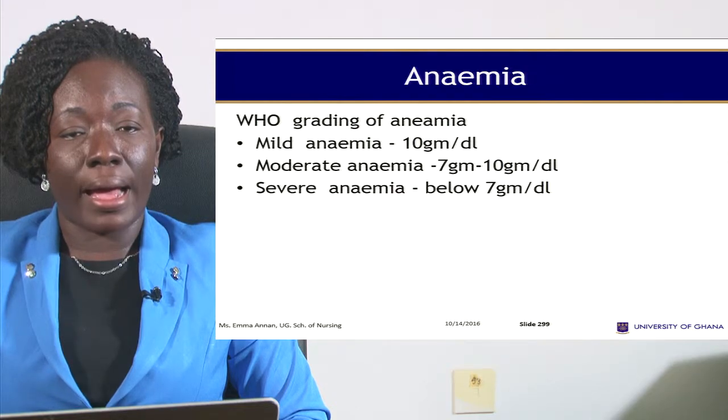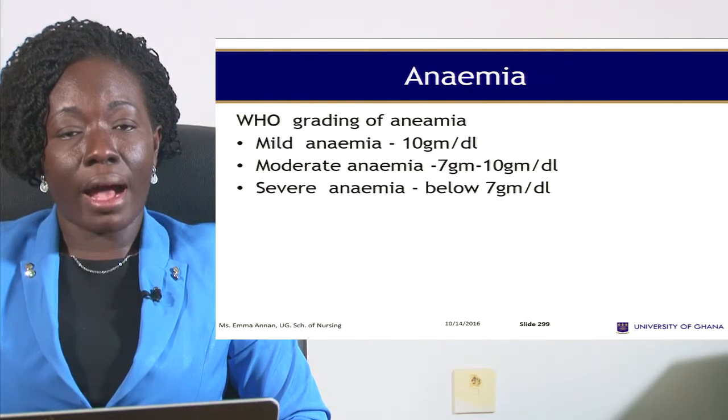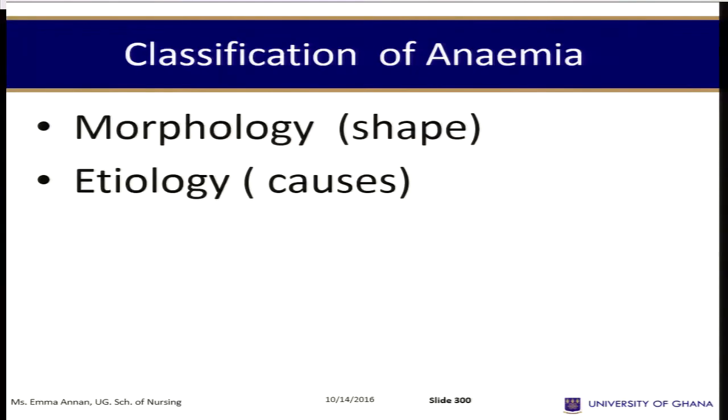WHO grading of anemia. For mild anemia, that is when the child has 10 grams per deciliter. Moderate, 7 grams to 10 grams per deciliter. And severe, below 7 grams per deciliter.